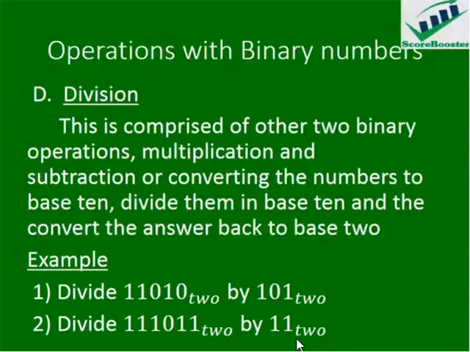So the first method comprises the other two binary operations, which are multiplication and subtraction. If you are dividing natural numbers, you multiply and you subtract. That is how to do long division. You should be conversant with long division too. I know that has been taught since primary school. So if you have forgotten, go back to your primary school notes and revise how you used to divide.